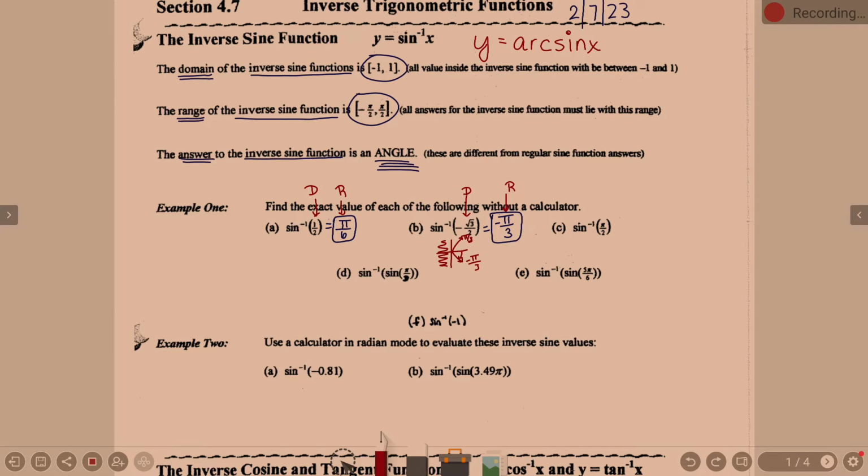Negative. No. Now, what's the catch here? Is pi over 2 a number on our chart? No. Pi over 2 is an angle. Well, and even if we put pi over 2 on there, it's not a value on our chart.